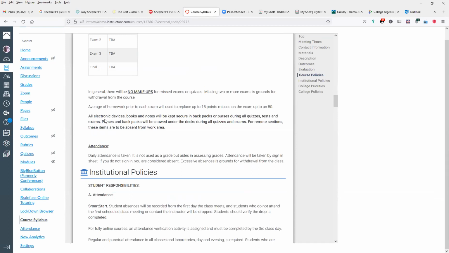Don't miss exams. All electronic devices, books, and notes are to be kept secure in backpacks or purses during all quizzes, tests, and exams. Purses and backpacks will be stowed under the desk during all quizzes and exams. That means on your desktop, all I see is paper, pencil, and calculator. For remote sections, these items are to be absent from your work area. So all you have in front of you is paper to write on and a calculator.